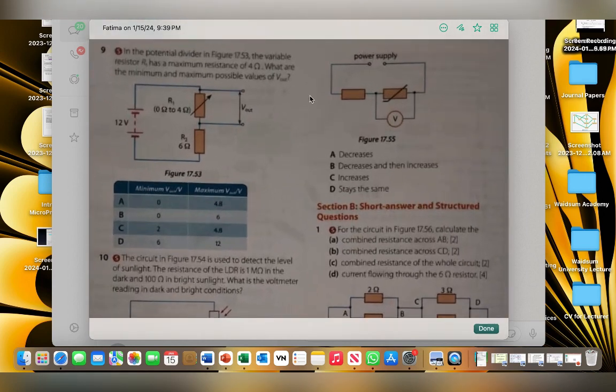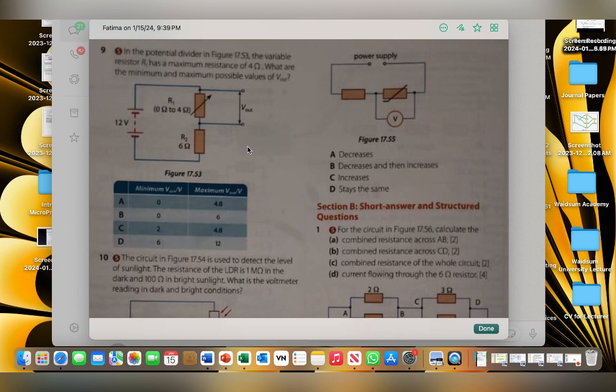There are times they give you a voltage and a potentiometer. Whether you call it a potentiometer or a potential divider. In figure 17.53, the variable resistor R1 has a maximum resistance of 4 ohms. What are the minimum and the maximum possible values of V out, the output voltage?